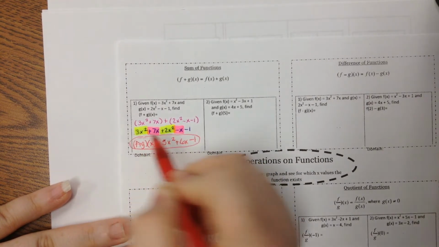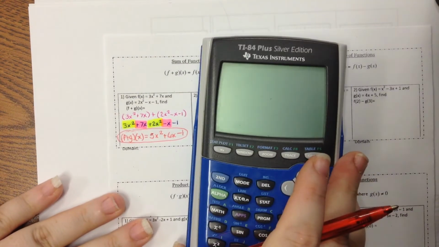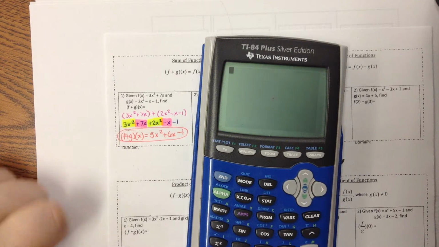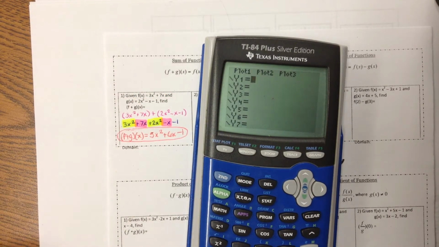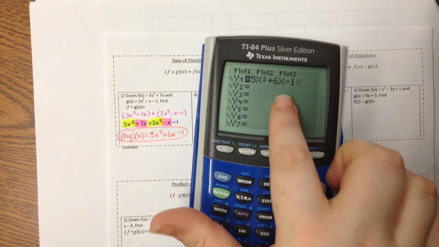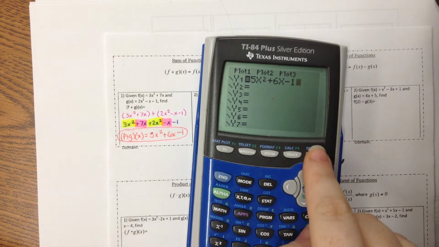Now to determine the domain of this, we're going to graph this function. So I'm going to turn on my calculator. I'm going to go to y equals. I'm going to type in 5x, it's right here, squared, plus 6x minus 1. Notice I did put a minus sign, not a negative. That is a minus. I'm going to press graph so I can look at this.